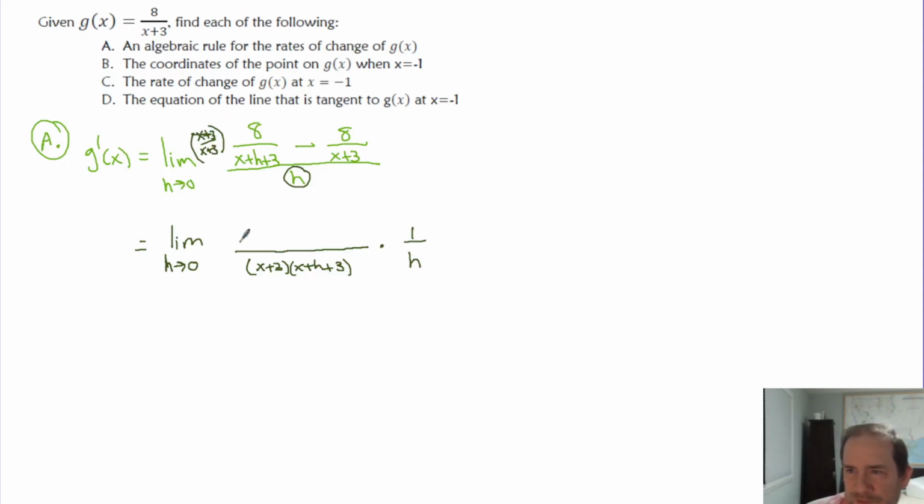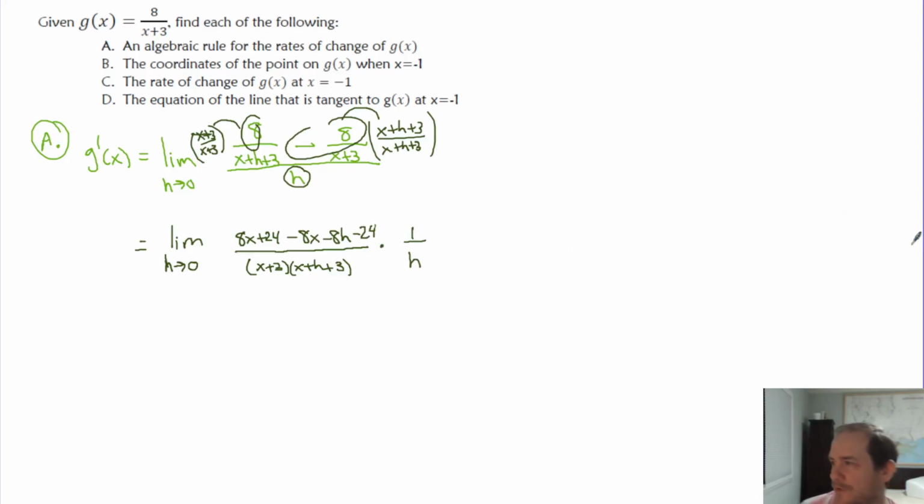So upstairs, we'll just see this 8 distribute into that. So we'll get 8x plus 24. Then here, we're multiplying by x plus h plus 3 over x plus h plus 3. And so we'll see a negative 8 distribute into that. So we'll get a minus 8x minus 8h and a minus 24. And if you do all that, that's a 24, by the way, looking like a 29, it's 24.